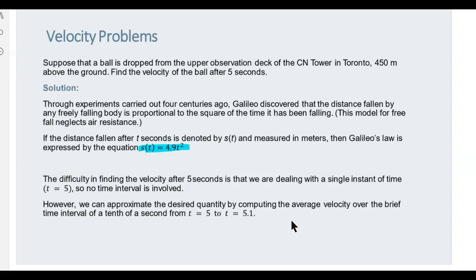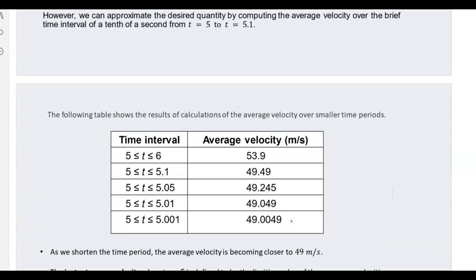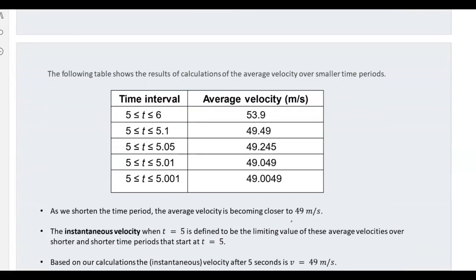It's difficult to find the velocity after 5 seconds because we're dealing with a single instant in time. And in this case, no interval was given to us. Like what we were doing before, we're trying to find what's happening at an exact instant, not the difference between 2 points. But we can approximate by computing the velocity over a brief period of time. In this case, we're looking at t equals 5 and t equals 5.1 seconds. So starting at 6 and looking at the interval between 5 and 6, we can figure out that the average velocity is 53.9 meters per second.